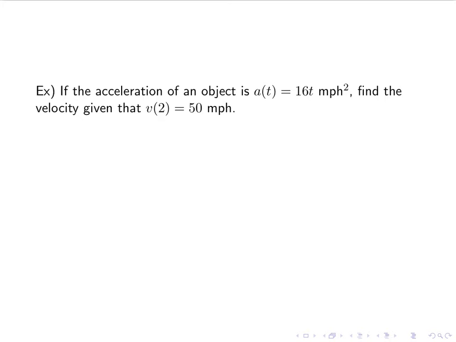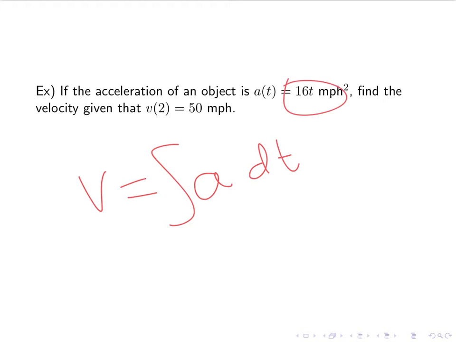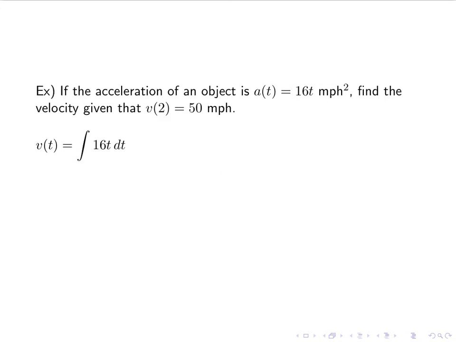So again, it's going to involve an indefinite integral, and we're going to use the fact that velocity is the integral of acceleration. Okay, so we're going to integrate this guy. So when we integrate 16t dt, we get 8t squared plus c. And again, I'm going to use this information to find c.